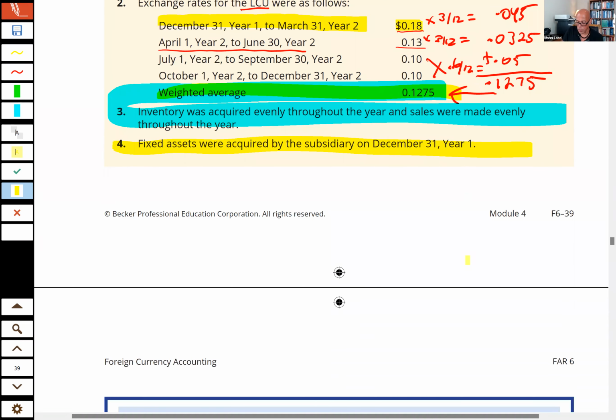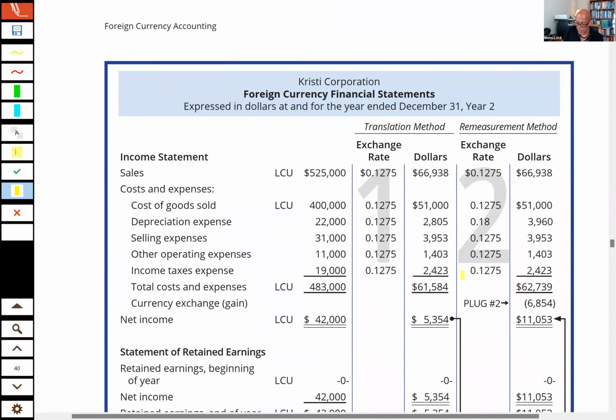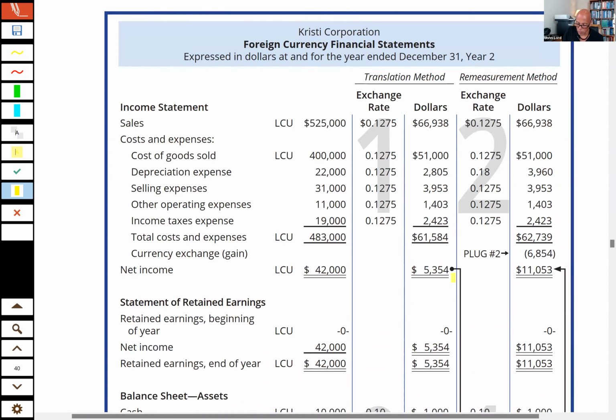Okay, good. Now you come over and take a look, and this is a helpful example because remember we said, look, if you're using remeasurement, you have to start with the income statement and then you start plugging numbers. Did I say income statement?